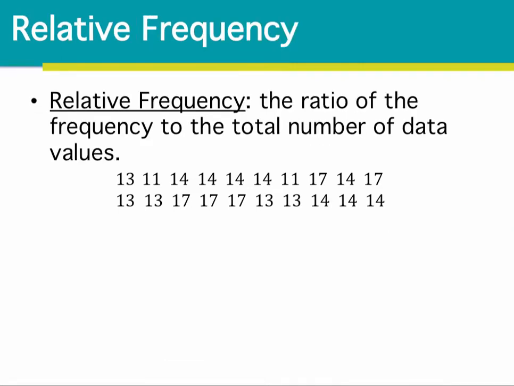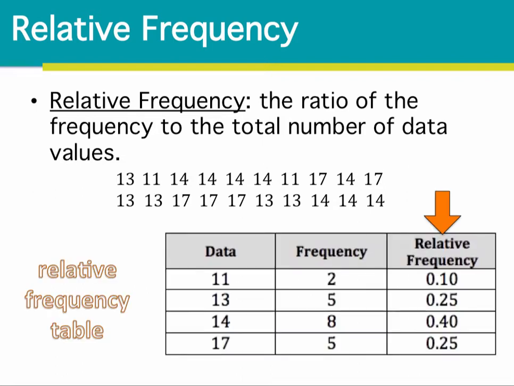Relative frequency, then, is the ratio of the frequency to the total number of data values. So the same data set, the same frequencies, however, relative frequency adds this other column to the right side of the table and makes the ratio between the frequency of a certain data value to the total number of values.